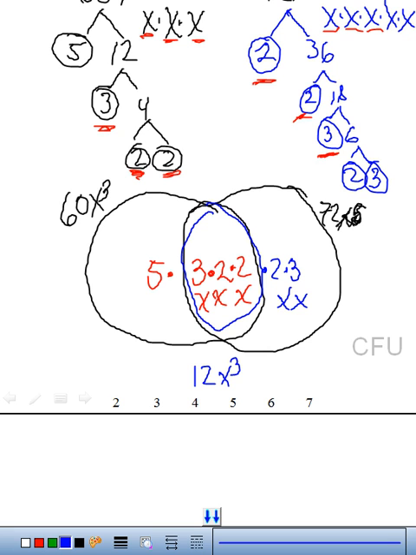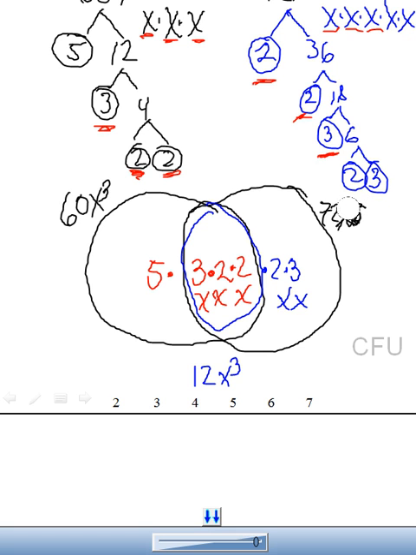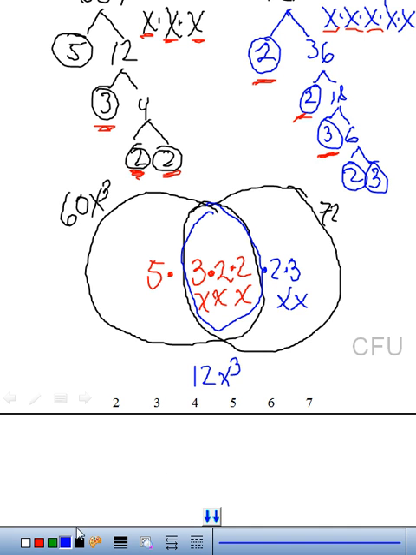Are we there so far? All right. Now check this out. Our LCM, x to the 5th. Our LCM, which is easier to multiply, the 5 times this or this times that?